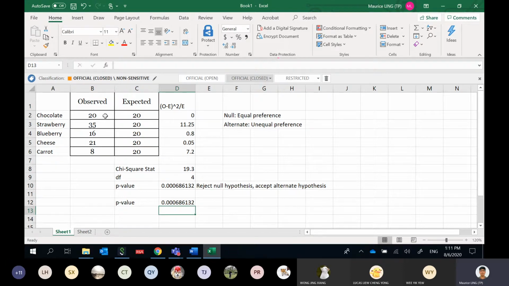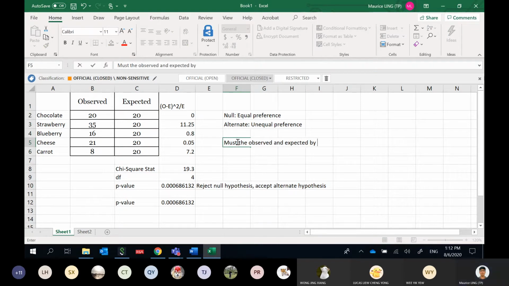Now, this is something that you should have known already. The observed and expected. So my question is this: must the observed and expected be frequencies, or can they be percentage? So this is the question.